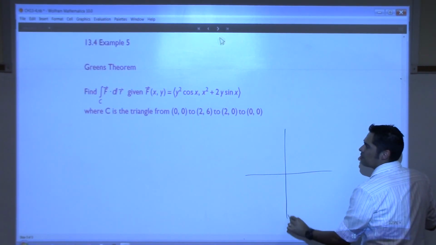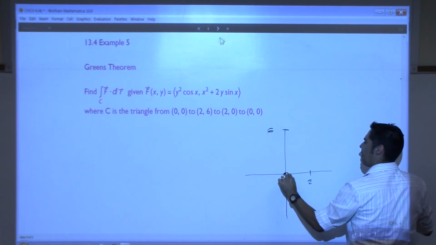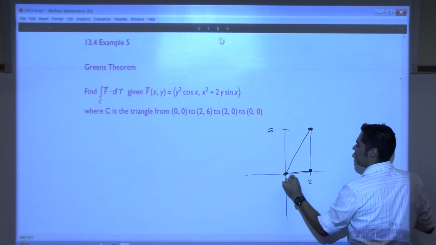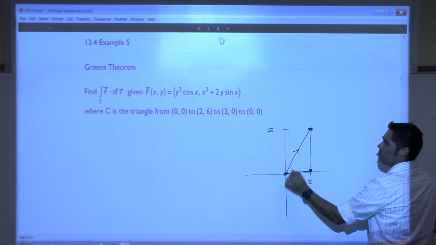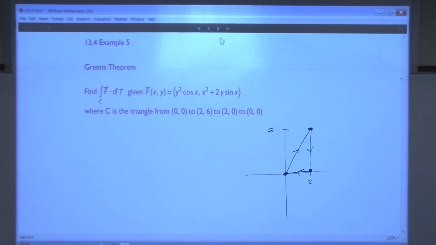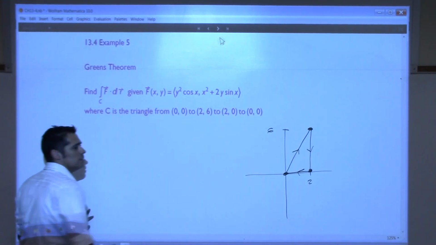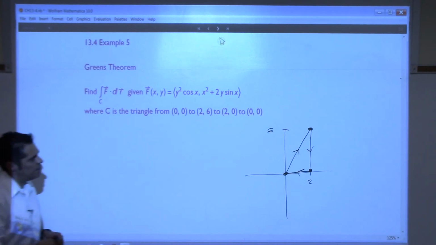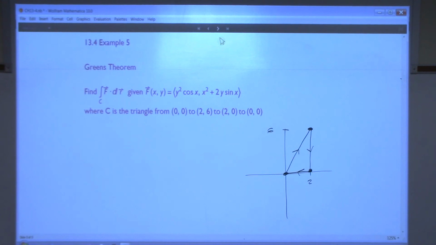I'm just going to show you what this curve is real quick. 0, 0 to 2, 6. Back to 2, 0. Back to 0, 0. So you got this curve that goes from 0, 0 up to here, down to here, and back over, like that. And you're trying to find basically the work done. Here's a vector field. And I'm going to offer this as a bonus due next class at the beginning of class, because I haven't really talked about how you would do this. I want to see if anyone can get it.